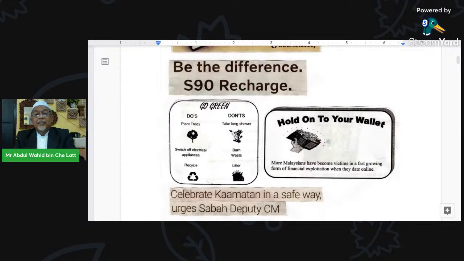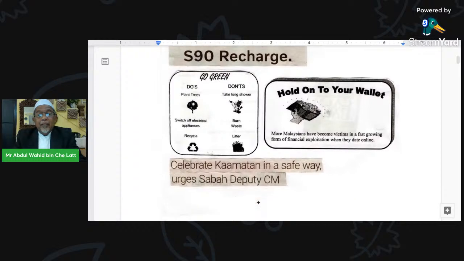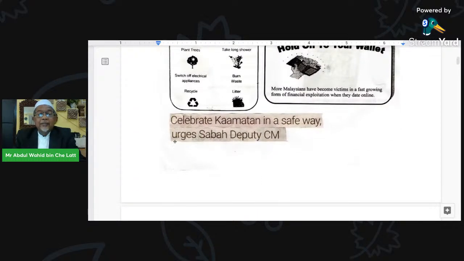To the right, hold on to your wallet. Look at the word hold. It is in the base form and positioned at the beginning of the sentence. So the whole sentence is an instruction. And the last one, celebrate Kaamatan in a safe way. The word celebrate is in the base form and positioned at the beginning of the sentence. So celebrate Kaamatan in a safe way is an instruction.